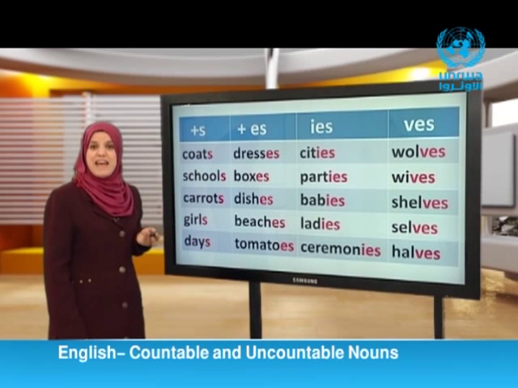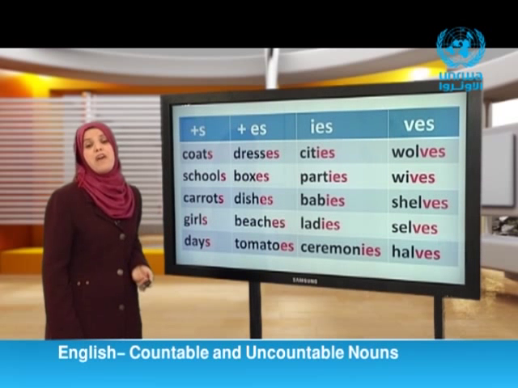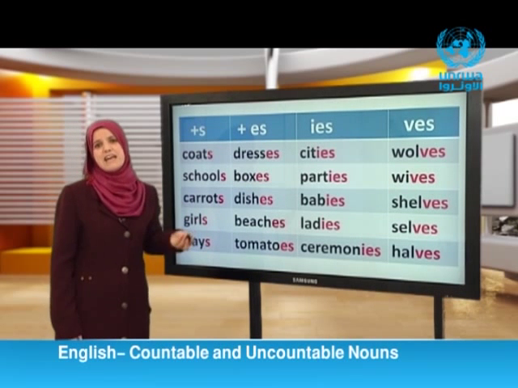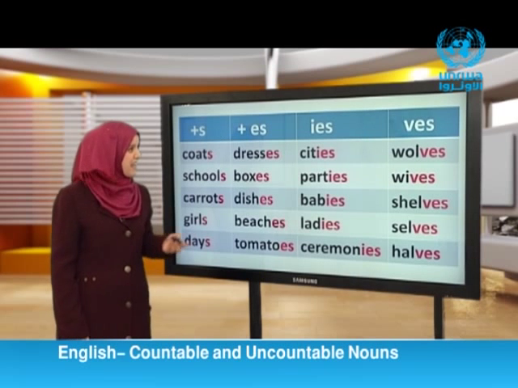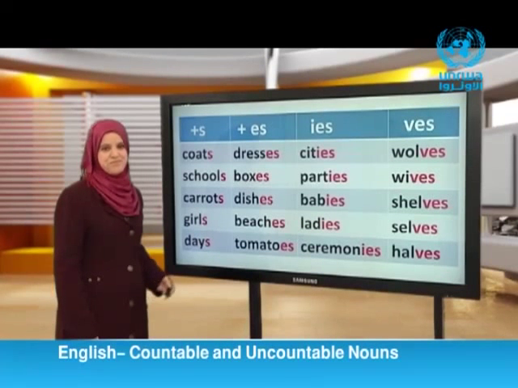Most nouns that end with f usually form their plural by changing the f to v, then we add es. So we say, a wolf, wolves, a wife, wives, shelves, selves, and halves.